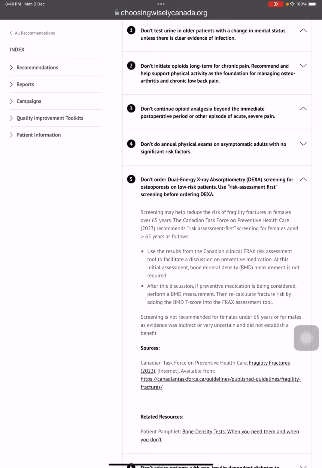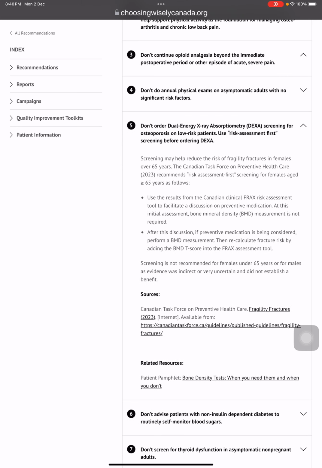Okay. So screening may help reduce the risk of fragility fractures in females over 65. The task force recommends risk assessment first, then screening for females aged more than 65. Use the results of the Canadian clinical FRAX risk assessment, the tool that we usually call for before doing BMD. At this initial assessment, BMD measurement is not required. So for a low-risk patient, let's say a patient who's 50 years old coming in with pain, she was not on steroids, she has no family history, she's all good, doing healthy, no functional changes. So you don't need to do any kind of DEXA. You can just manage her symptomatically, and if the pain doesn't resolve, then we can think about it.